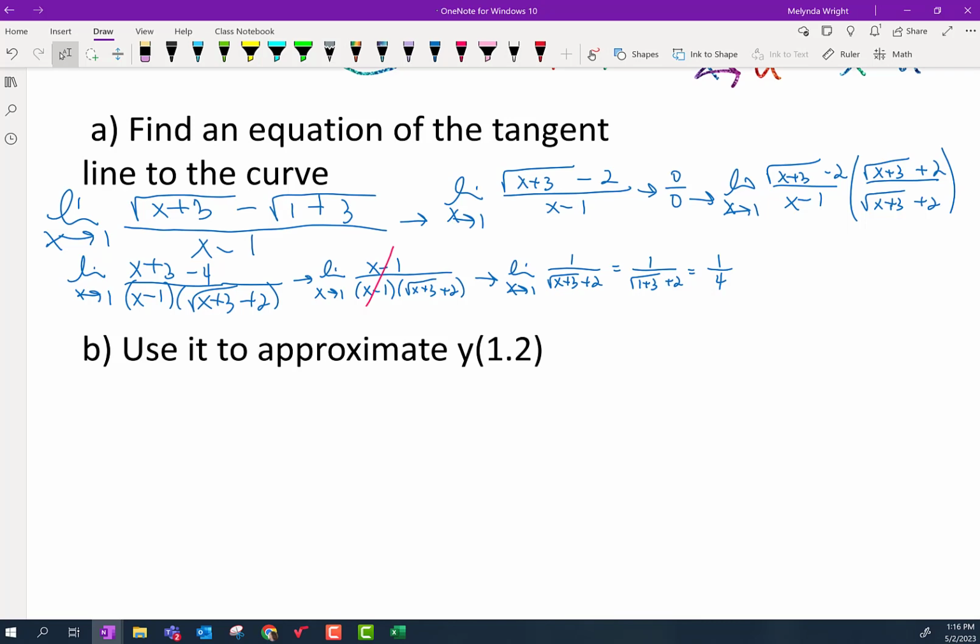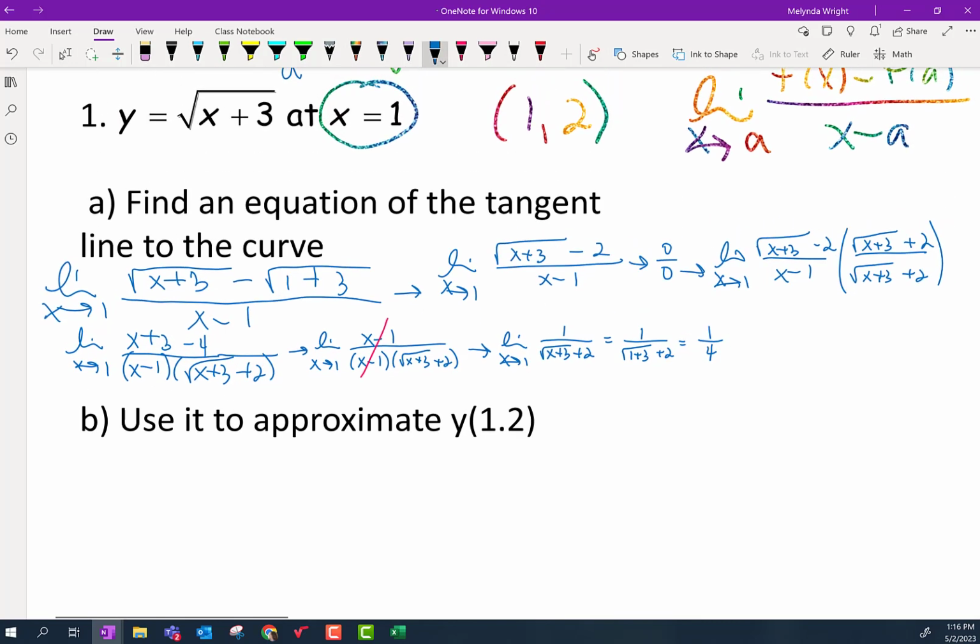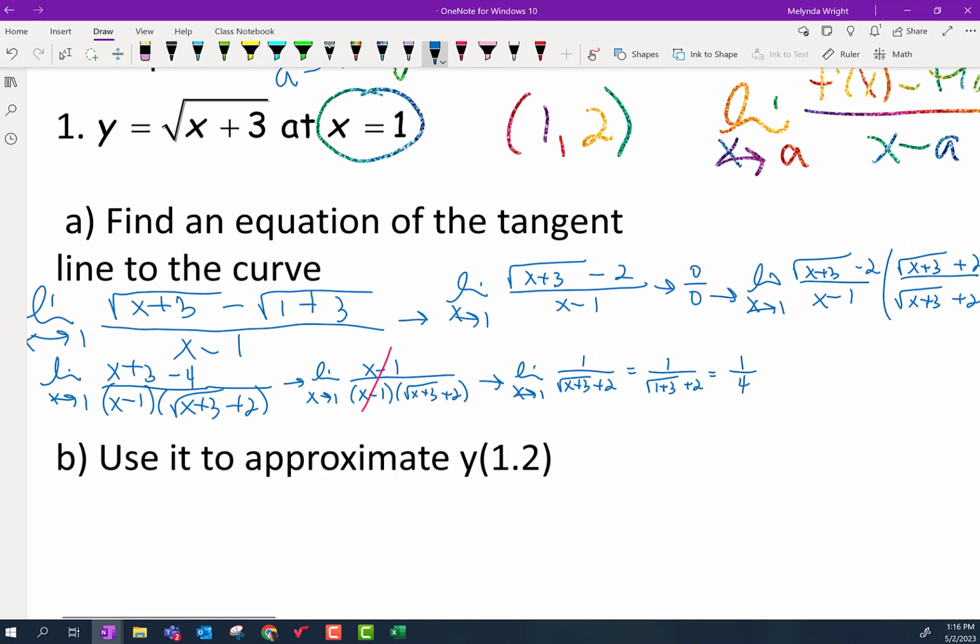So let's write our tangent line. My point of tangency was (1, 2). I'm just going to write it up here. So I've got y minus 2 equals, my slope is 1/4, times x minus 1. And here is my tangent line equation.